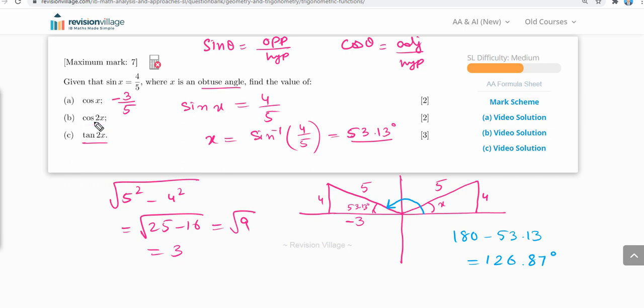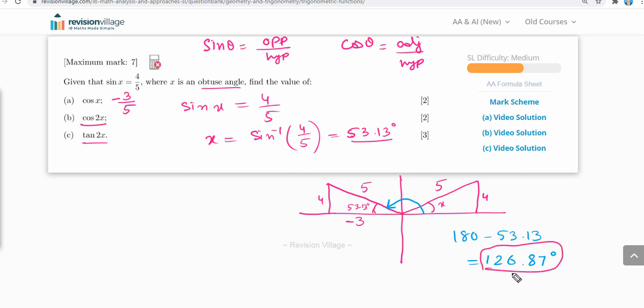Now we have to work out the value of cos of 2x. As we know that our angle is 126.87, this is x, so 2x will become equal to 253.74. This 253.74 will be in the third quadrant, like over here. All right, so we have to work out the value of cos of 2x. We can do it simply by using the trigonometric identity. There's no need to find it by using this quadrant.